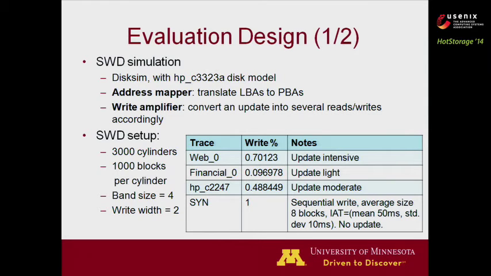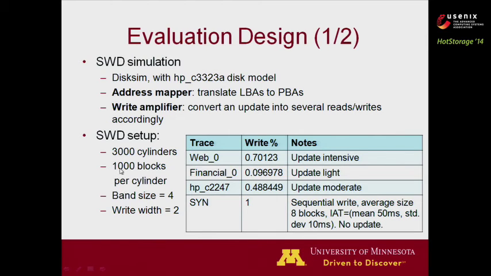The address mapper simply translates given LBAs to PBAs. We changed the order in which we utilize the tracks, so we have to do this static mapping. It doesn't work like a mapping table where you have to dynamically change the mapping all the time. It's a one-time mapping. And the write amplifier is going to translate an update into several reads and writes accordingly if this write incurs write amplification.